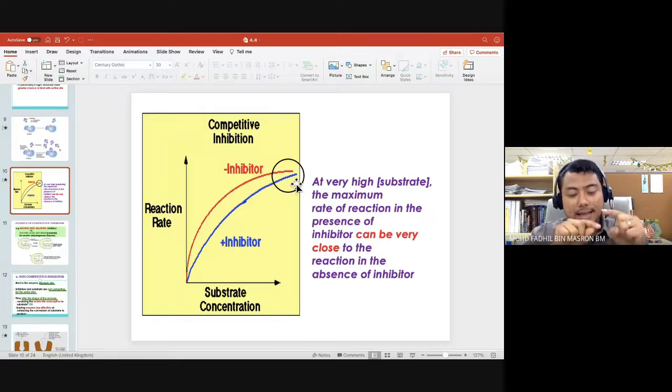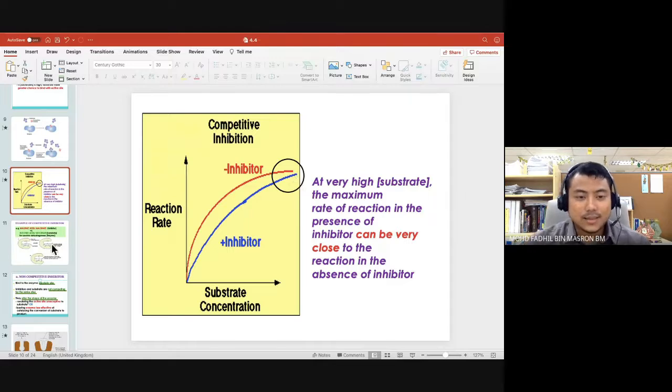Kenapa saya kata dia tak akan bertemu? Sebab walaupun hanya ada satu molekul sahaja lagi pun inhibitor tu tadi, tetap dia punya rate of reaction tu tidak akan 100% sama seperti tidak ada inhibitor. Walaupun ada satu sahaja, maybe dia punya rate of reaction tu 99.99999% of seperti tidak ada inhibitor. So there is still always a slight chance of the inhibitor to bind to the active site.